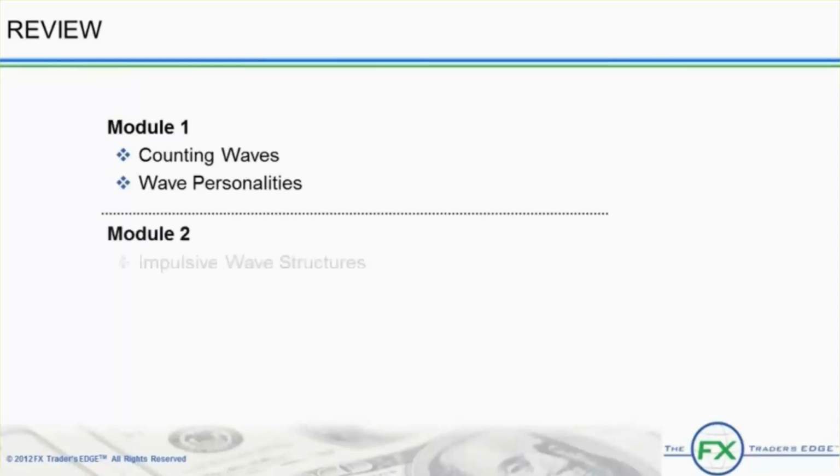Let's review what we have learned in the previous two modules. In Module 1, we learned about counting waves and we talked about wave personalities. We now have a good idea about the rhythm of the Elliott waves as well. We focused on the impulsive wave structures, such as the impulse waves and the diagonals. We also learned about wave extensions of the impulse waves.